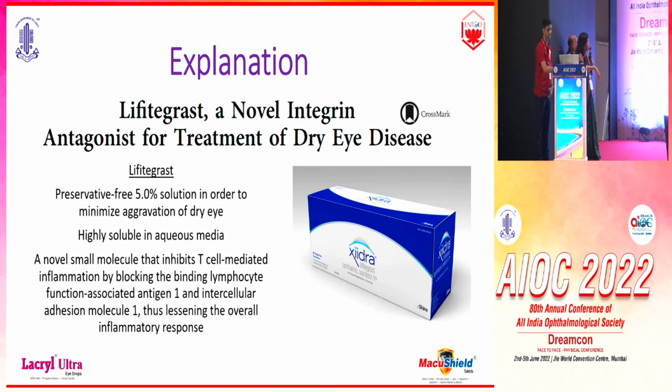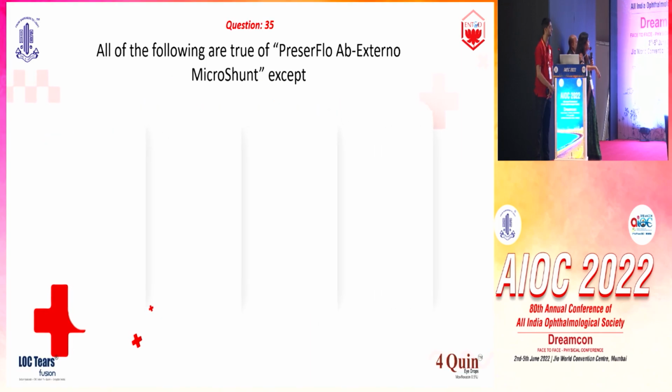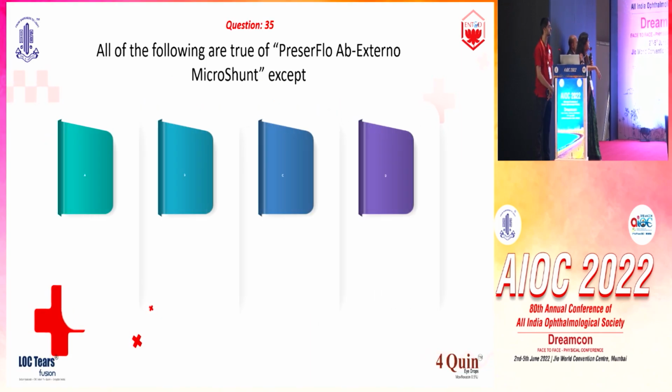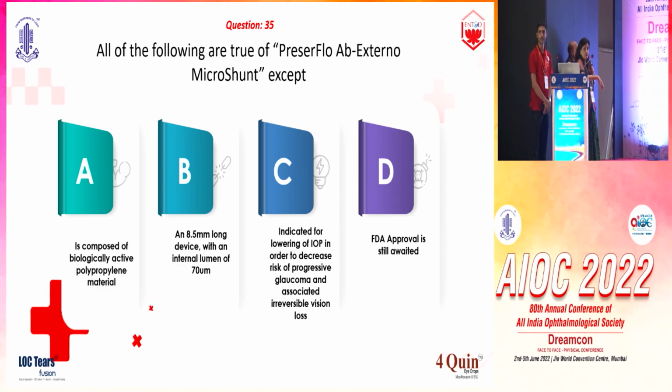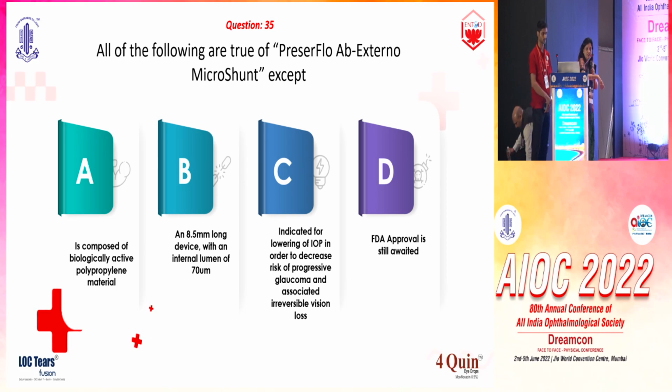So next question. All of the following are true of PreserFlo ab externo microshunt, except: is composed of biologically active polypropylene material; 8.5 millimeter long device with an internal lumen of 70 microns; indicated for lowering IOP in order to decrease risk of progressive glaucoma and associated irreversible vision loss; FDA approval is still awaited.